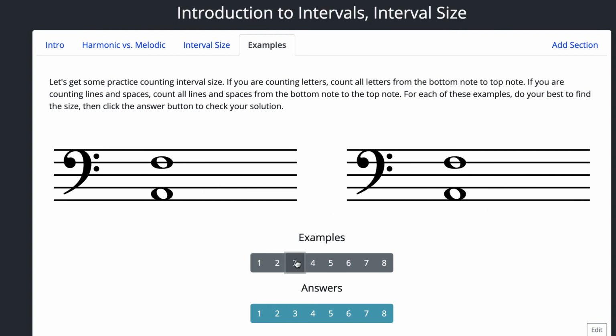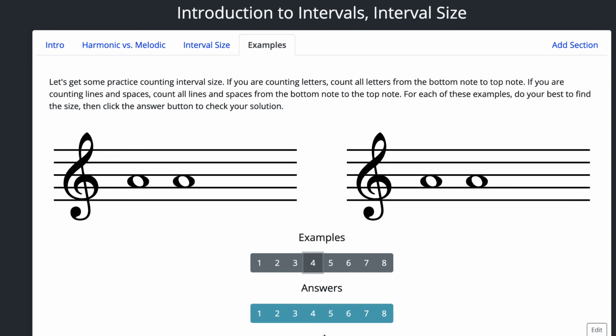All right, here is another example. Total letters, let's see, A, B, C, D, E, F. If we count those on our fingers, maybe we get 6. It's probably easier to just start on this note and go 1, 2, 3, 4, 5, 6. And let's see what we get. And we indeed got a 6th. So 6 letters or 6 lines and spaces. Interval size of a 6th.